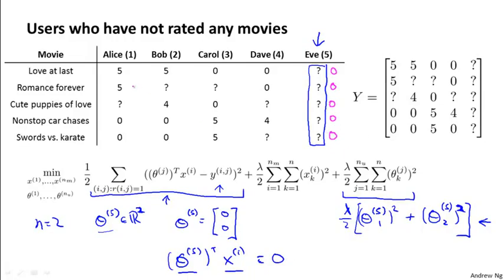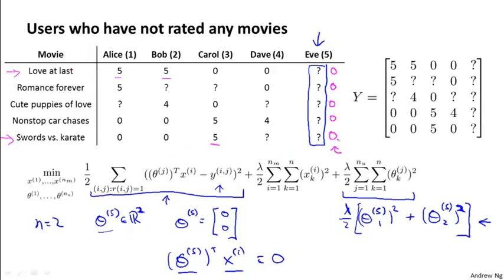I mean, if you look at the different movies, Love at Last, this first movie, a couple people rated it 5 stars, and even Swords versus Karate, someone rated it 5 stars. So some people do like some movies. It seems kind of not useful to just predict that Eve is going to rate everything 0 stars.